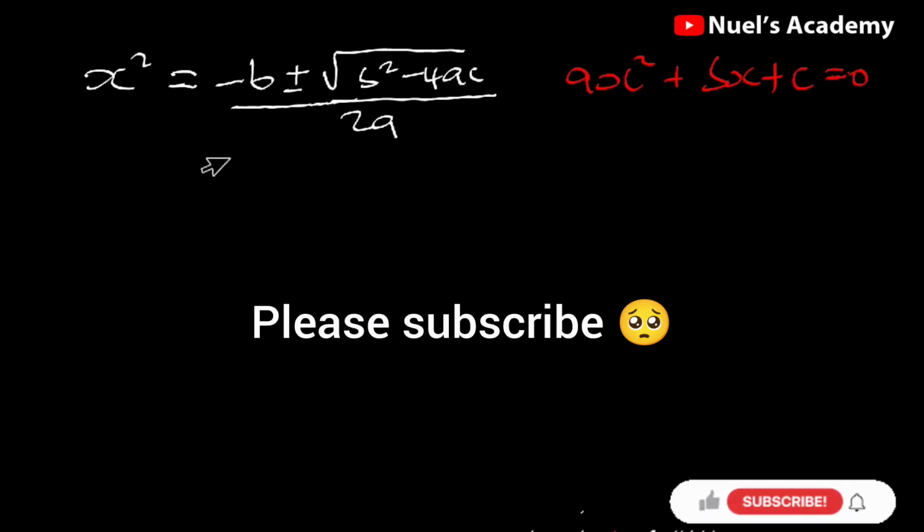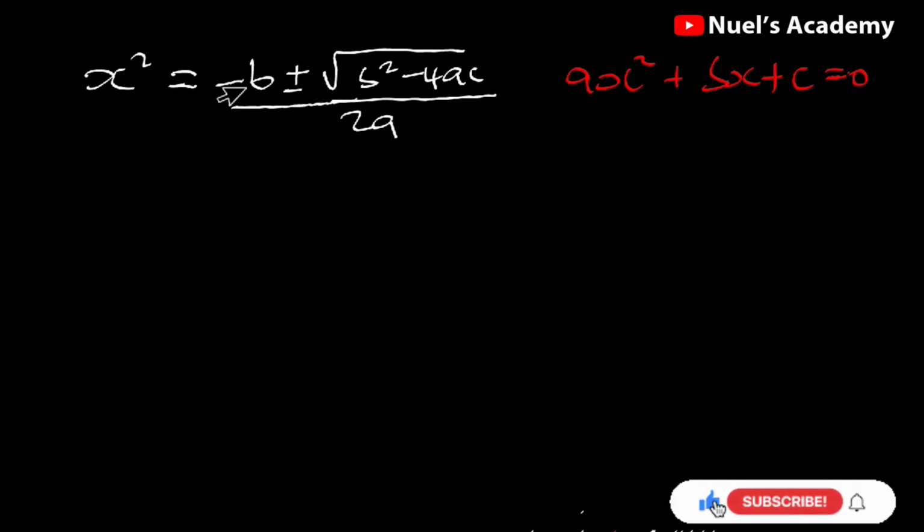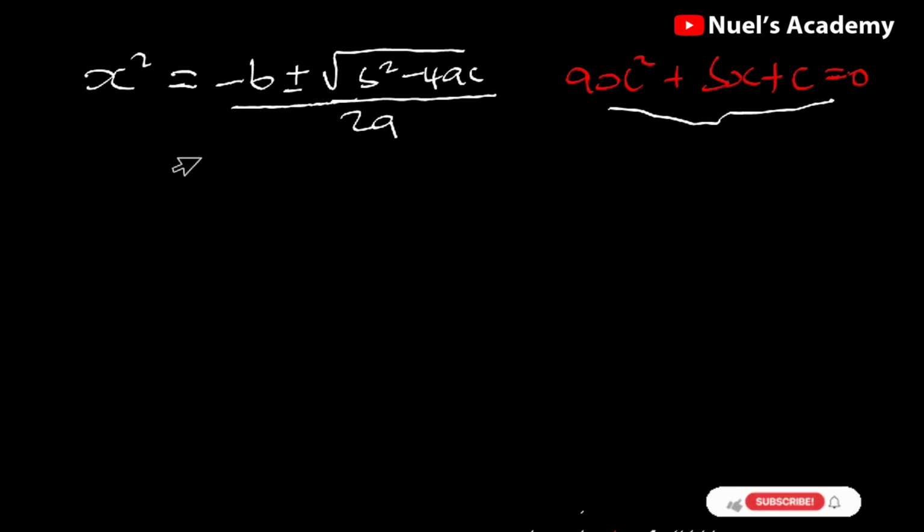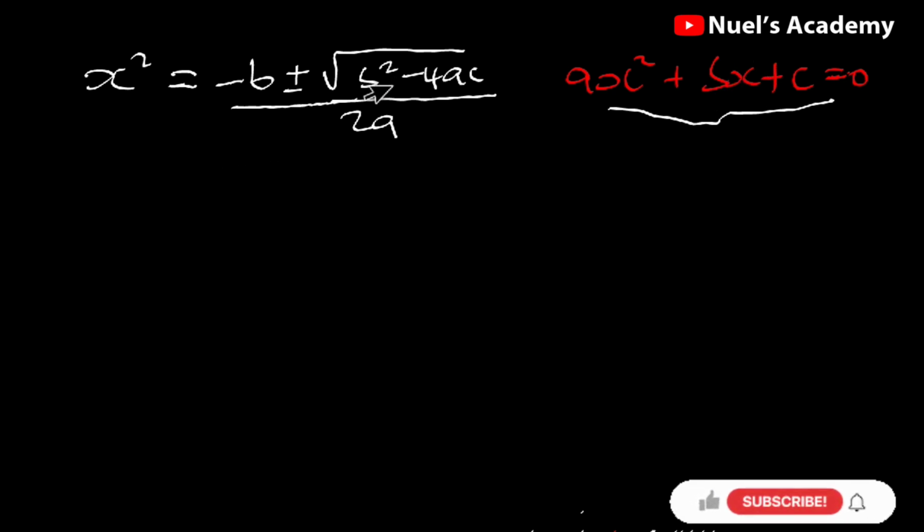Welcome to my channel. In the previous lesson, I derived this equation, which is the general formula for solving a quadratic equation, from this equation here, which is the general form of a quadratic equation. Now, in this lesson, we're going to be looking at this expression under the square root, which is b squared minus 4ac.